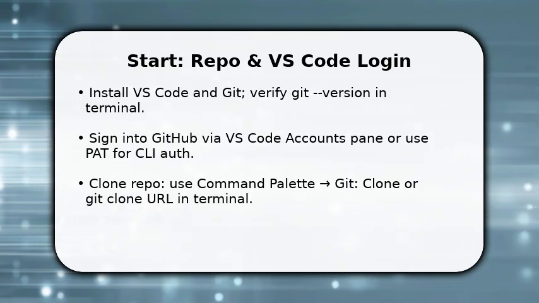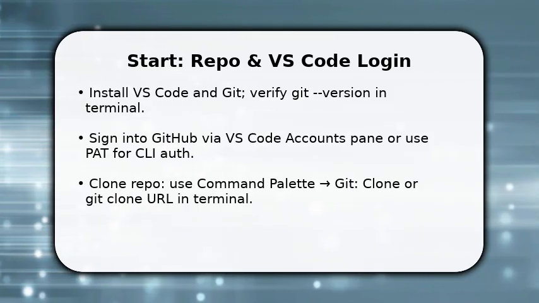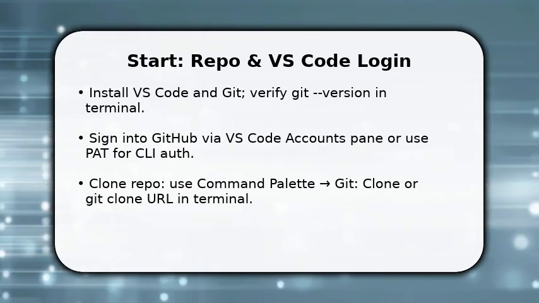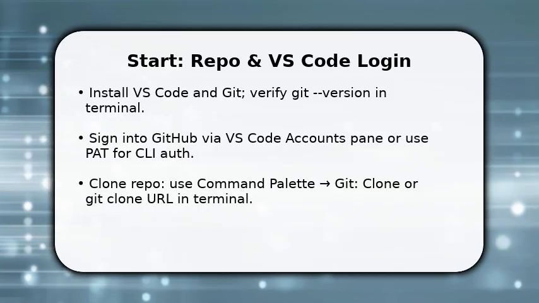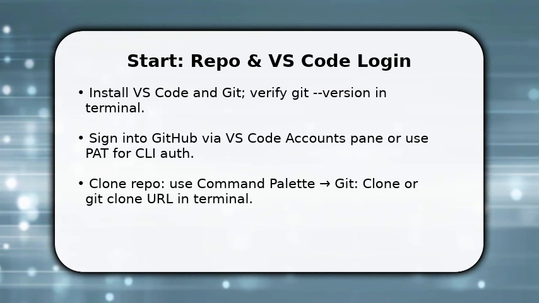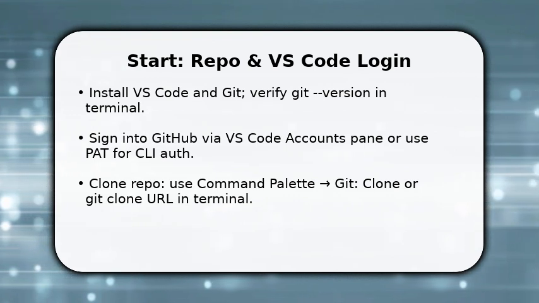Next, clone the repository using the command palette's Git: Clone command, or git clone with the URL manually. Choose a local folder so VS Code opens the project. This gets your files and links VS Code to the remote origin for future pushes and pulls.